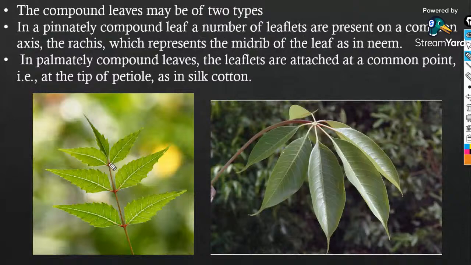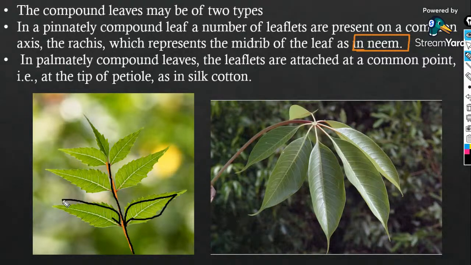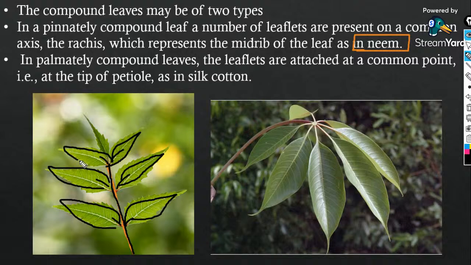In case of neem leaf, just make neem leaves come to your mind. There is a common axis like this. From one point, one leaflet is arising. Right? The rachis is the common axis, and from each point, one leaflet is arising.